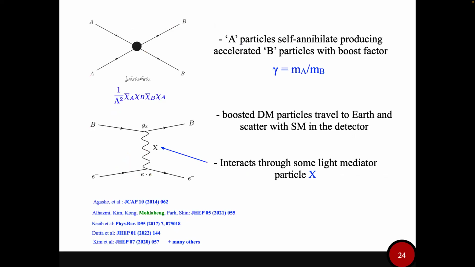Okay. And so essentially I can look at this annihilation into B's, and I'm going to have some sort of contact interaction. And this boost factor comes from the ratio of MA over MB. And the dark matter comes in, the boosted dark matter comes in, interacts with electrons through some new force, as we've seen, similar to a direct detection signal.